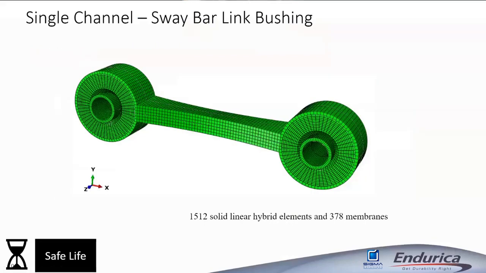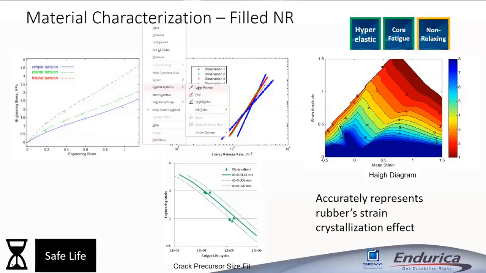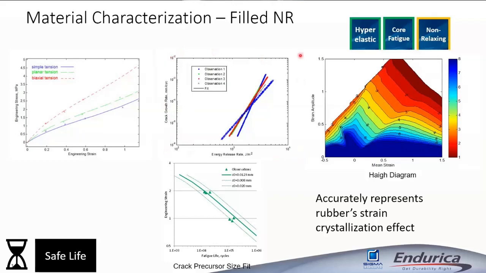This is a sway bar link bushing, and it's loaded axially. The material characterization for this obviously has to be more sophisticated, because not only do we need the fatigue limit, but we also need the fatigue crack growth rate curve. So what you're looking at here is, this chart is the stress strain characterization, right? The hyperelastic law. This chart here in the middle, this is the fatigue crack growth rate law that's used to describe the damage behavior of the material.